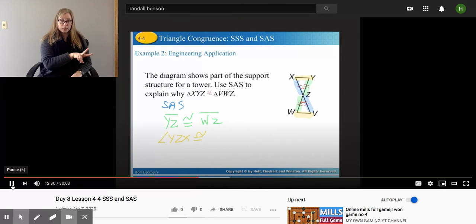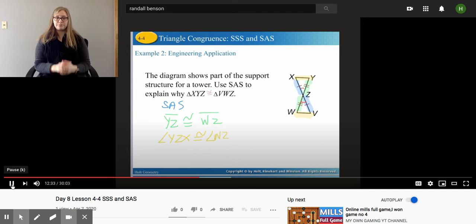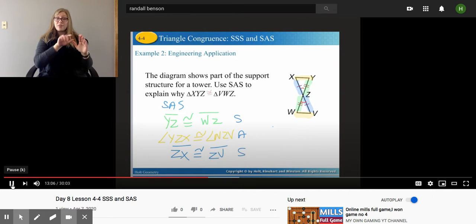Angle WZV. And then the last bit is the third side, which is in blue. So we can see that side, angle, and so I'm going to have ZX and ZV. So we're going to say ZX is congruent to ZV. And therefore, we've shown that the side, the angle, and the side are congruent. So therefore, we know the triangle XYZ is congruent to triangle VWZ.